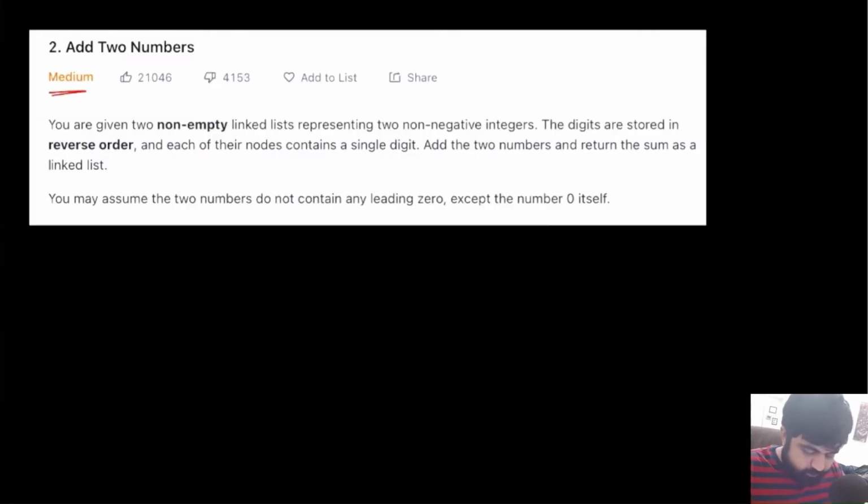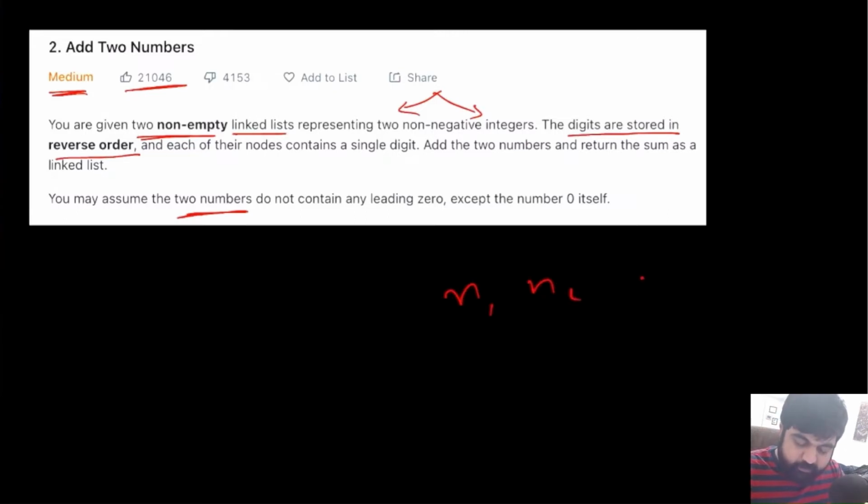This one is a LeetCode medium problem and also a very well liked problem. Basically, we are given two non-empty linked lists that represent two non-negative integers. Now we are told that these digits are actually stored in reverse order, and we need to find the sum of these two values. So this is the whole problem. Basically, we are given just two numbers, n1 and n2, and we need to find the sum of them.